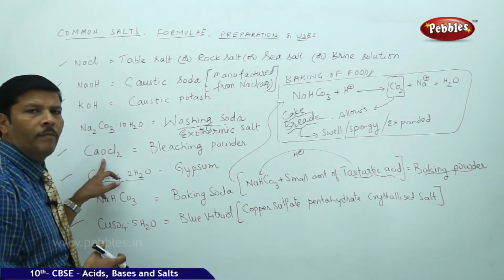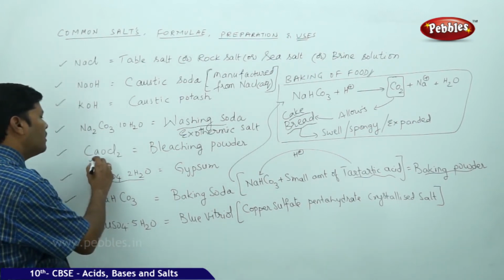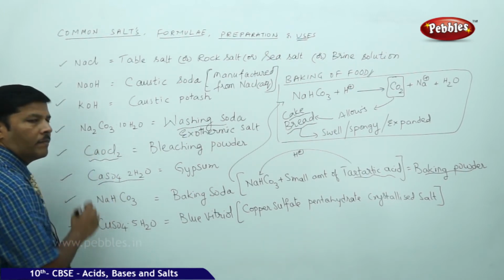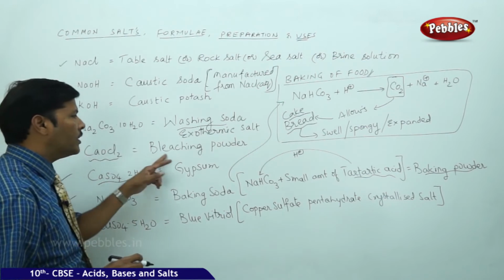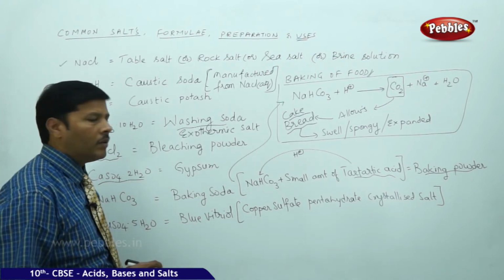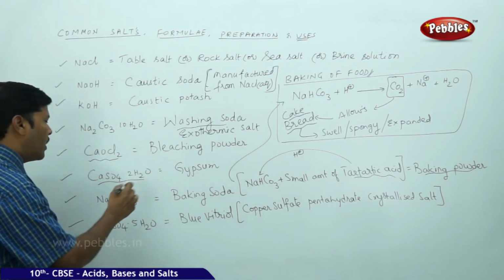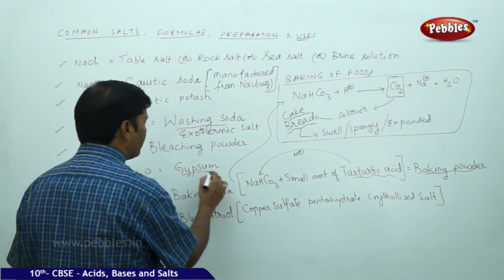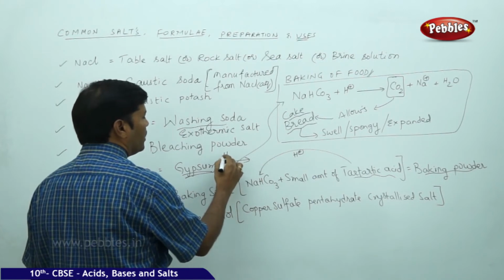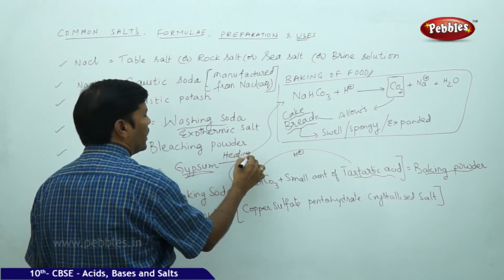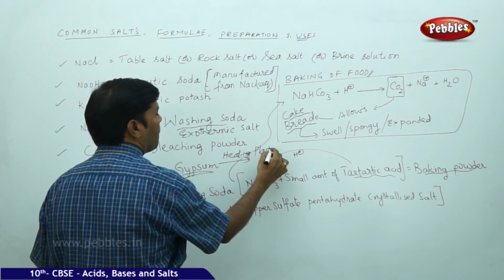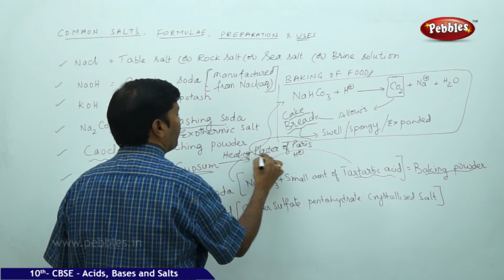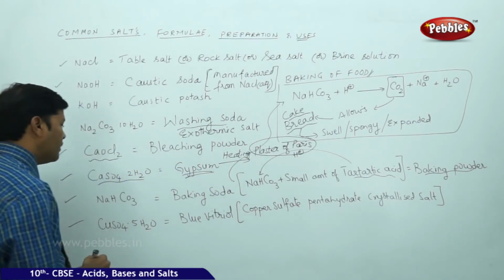Go for bleaching powder. The chemical formula of bleaching powder is CaOCl2. This can be read as calcium oxychloride. Calcium oxychloride is bleaching powder. We can prepare this bleaching powder, no problem, which we can discuss in the next part of the discussion. Gypsum: on heating gypsum, we get plaster of Paris.